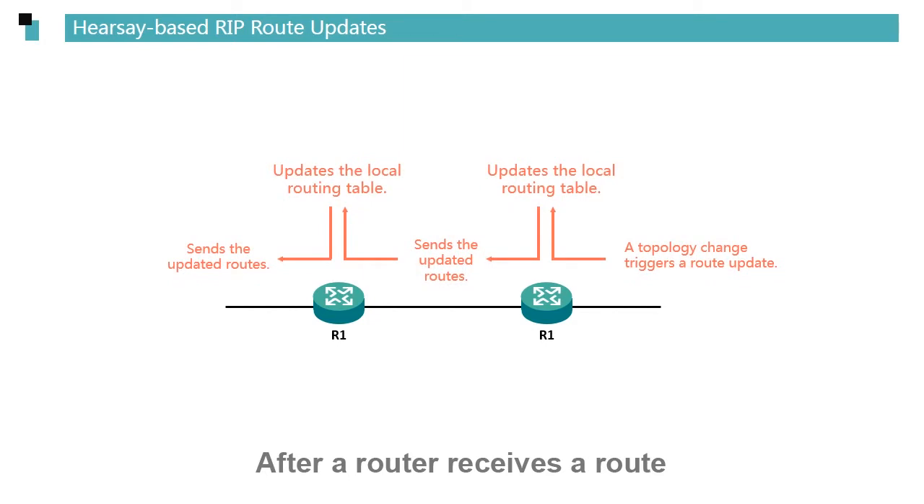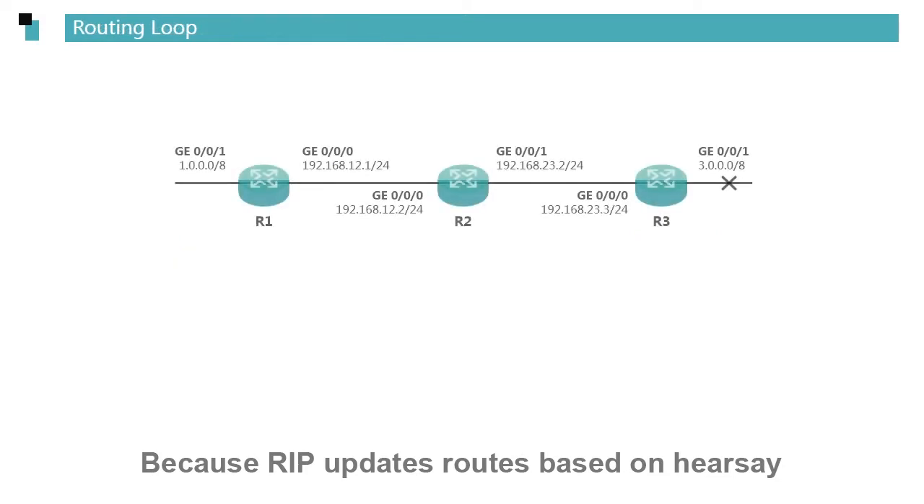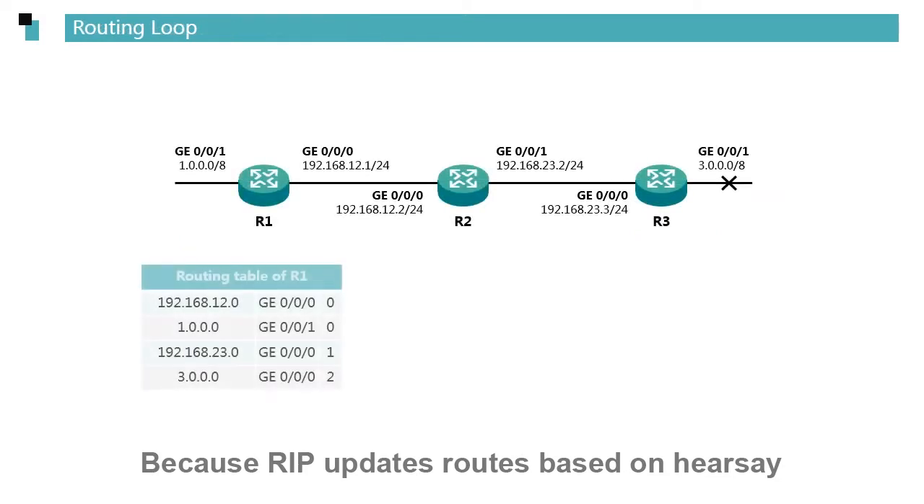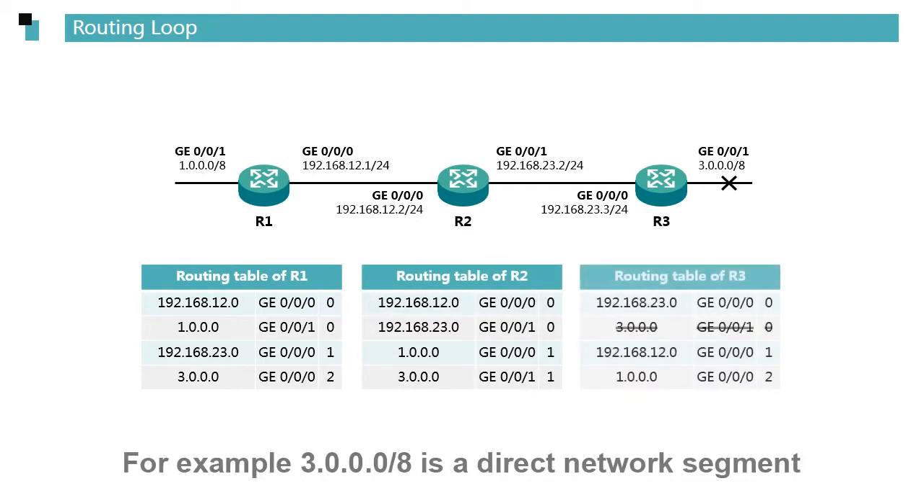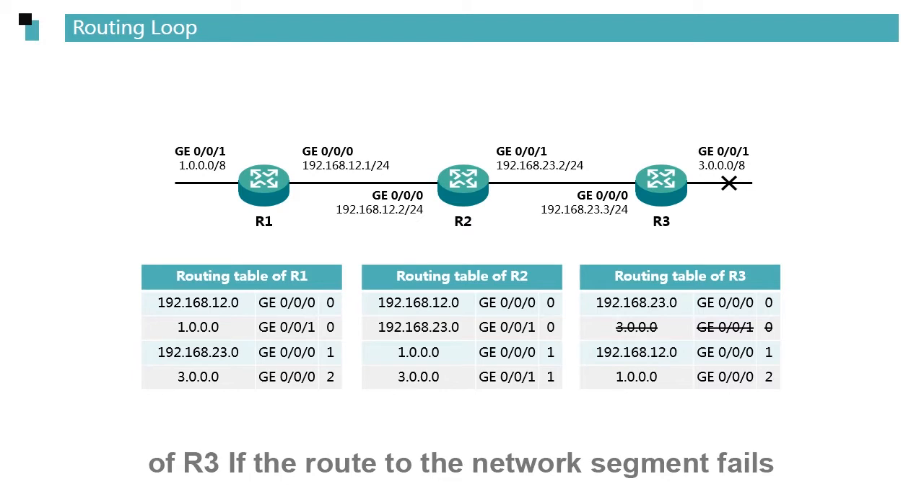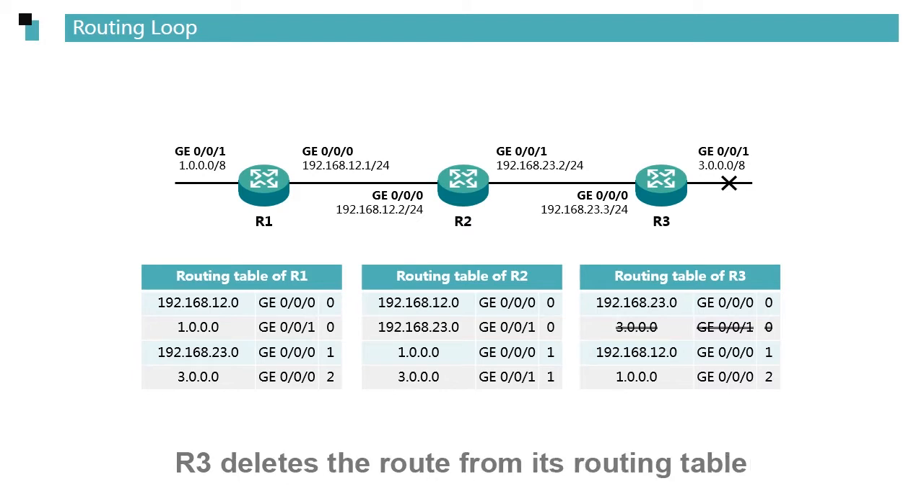After a router receives a route, it adds the route to the routing table if the routing table does not have this route, and then floods the route. Because RIP updates routes based on hearsay, routing loops may easily occur. For example, 3.0.0.0/8 is a direct network segment of R3. If the route to the network segment fails, R3 deletes the route from its routing table.